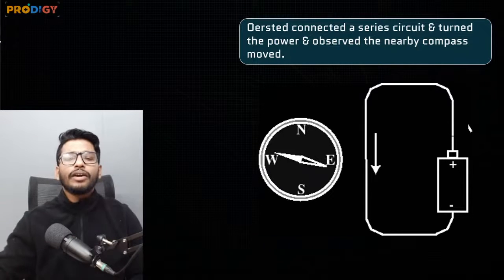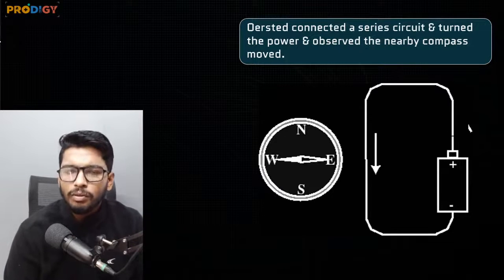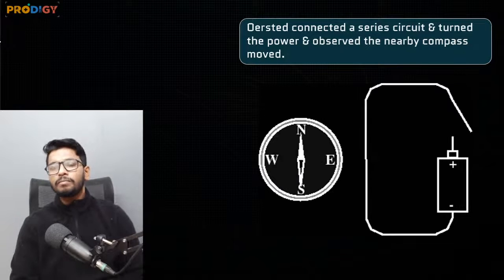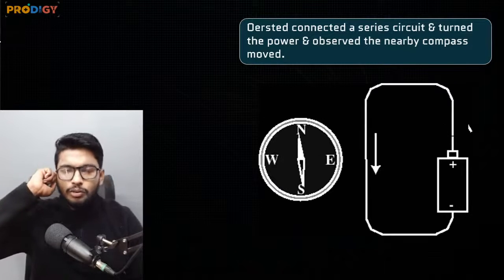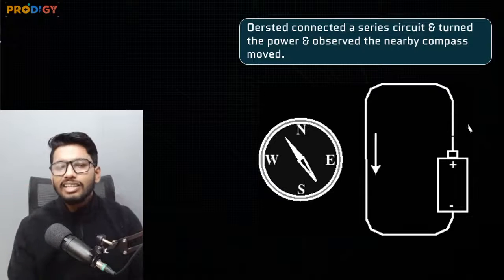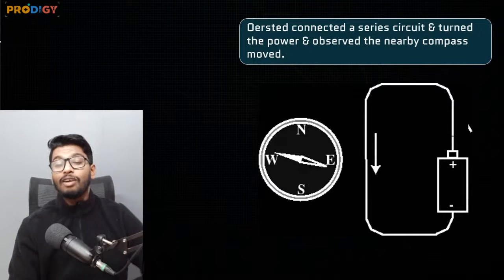Okay, so the first thing that we learned in this chapter, people, was about Oersted's experiment. There was this guy called Hans Christian Oersted who accidentally found out about the magnetic effect of electric current.